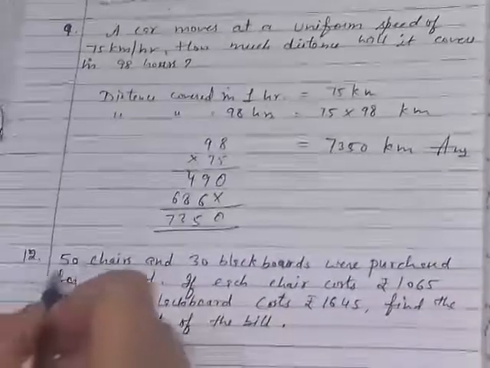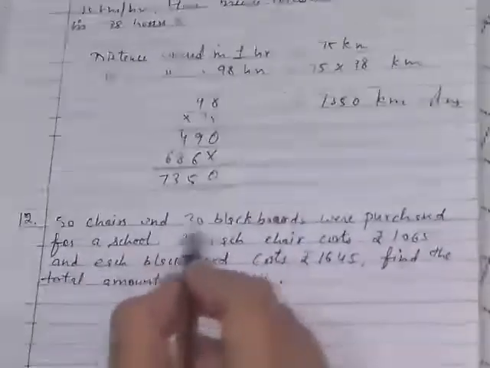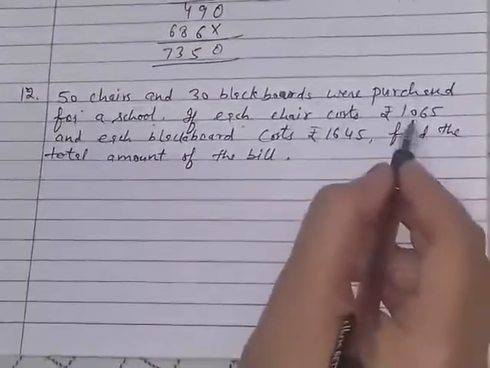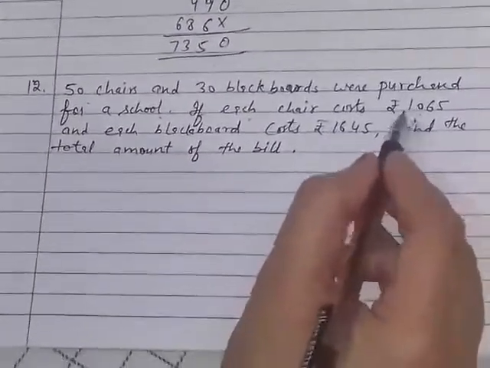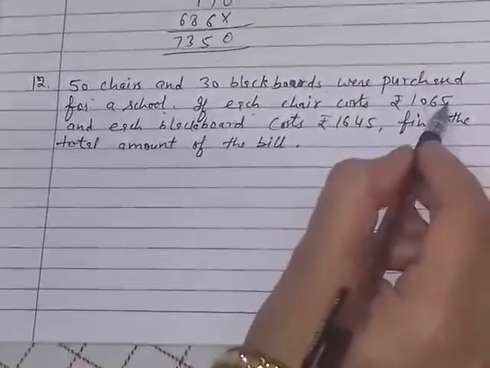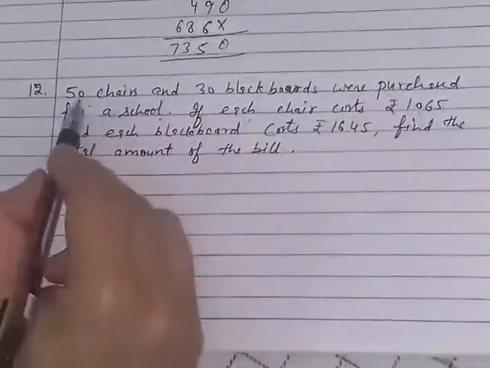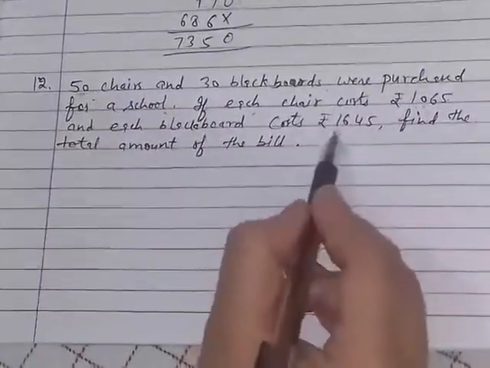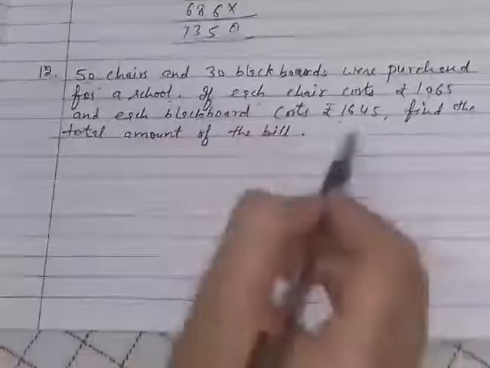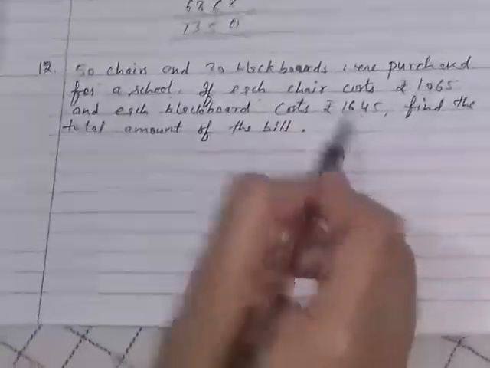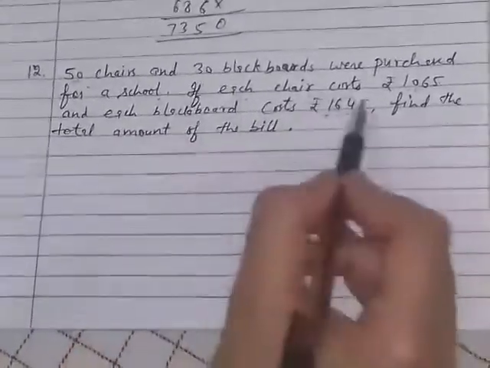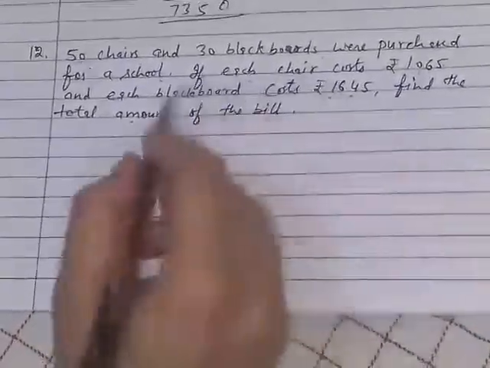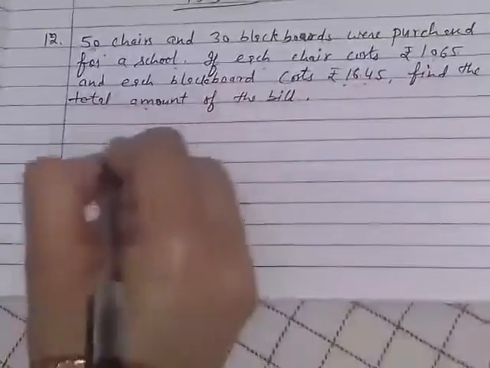Next, question number 12. 50 chairs and 30 blackboards were purchased for a school. Each chair costs rupees 1065. The cost of one chair is 1065, and we have to find the cost of 50 chairs, so multiply these two. And each blackboard costs 1645, and we have to find the cost of 30 blackboards. So multiply these two. Find the total amount of the bill. Total, add these. Then write down the statement.